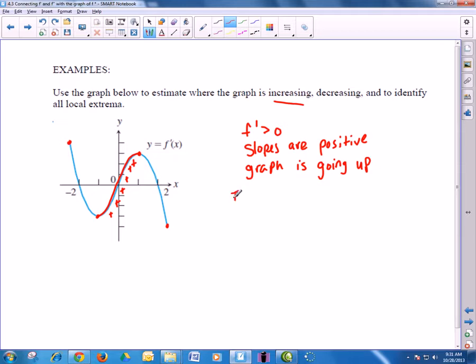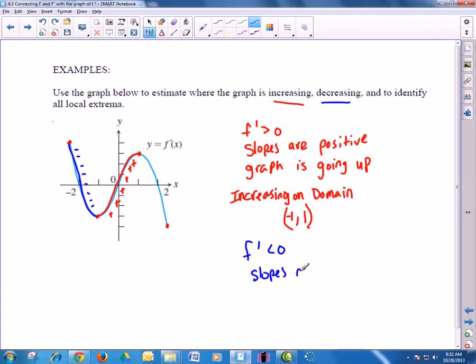So we would say that it's increasing on the domain from negative 1 to positive 1. It's increasing on that domain. And then where it's decreasing, you notice from this point through here, all of your slopes are negative. So that indicates it's decreasing. So where it's decreasing, your slopes are less than 0, or your first derivative is less than 0. Your slopes are negative. And your graph is going down.